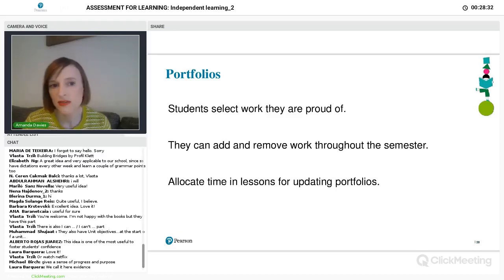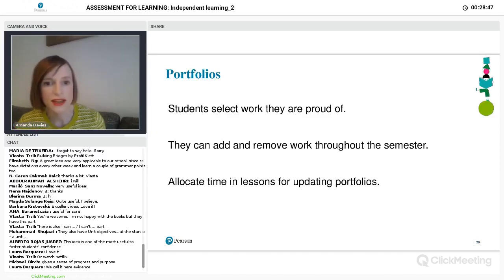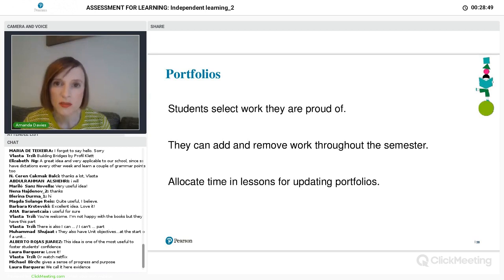So there needs to be a little bit of time allocated in lessons for updating them. And it's useful if the students have access to them during lessons. So if they can be stored somewhere in the classroom, then that's great. If not, it might be that you have to keep them in the staff room and bring them to lessons. But a good idea to allocate maybe once a month a little bit of time to updating portfolios.